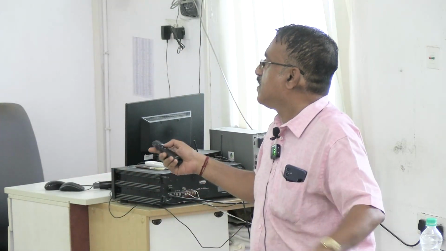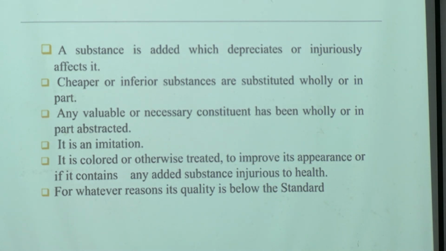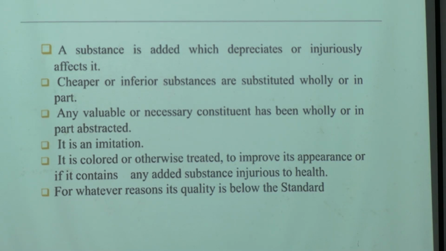It is the addition or subtraction of any substance to or from food, so the natural composition and quality of the food is affected. The same things we said previously: mixing, substitution, concealing the quality, putting up decomposed food for sale, misbranding or giving false labels, and addition of toxicants. This is basically a criminal activity. A substance is added which depreciates or injuriously affects the food. Any valuable substance has been taken away and it's an imitation of the actual stuff. You're not getting the worth of the money you're paying. And it's colored or otherwise treated to improve its appearance, and for whatever reason, its quality is below standard. So these are the definitions of adulteration.